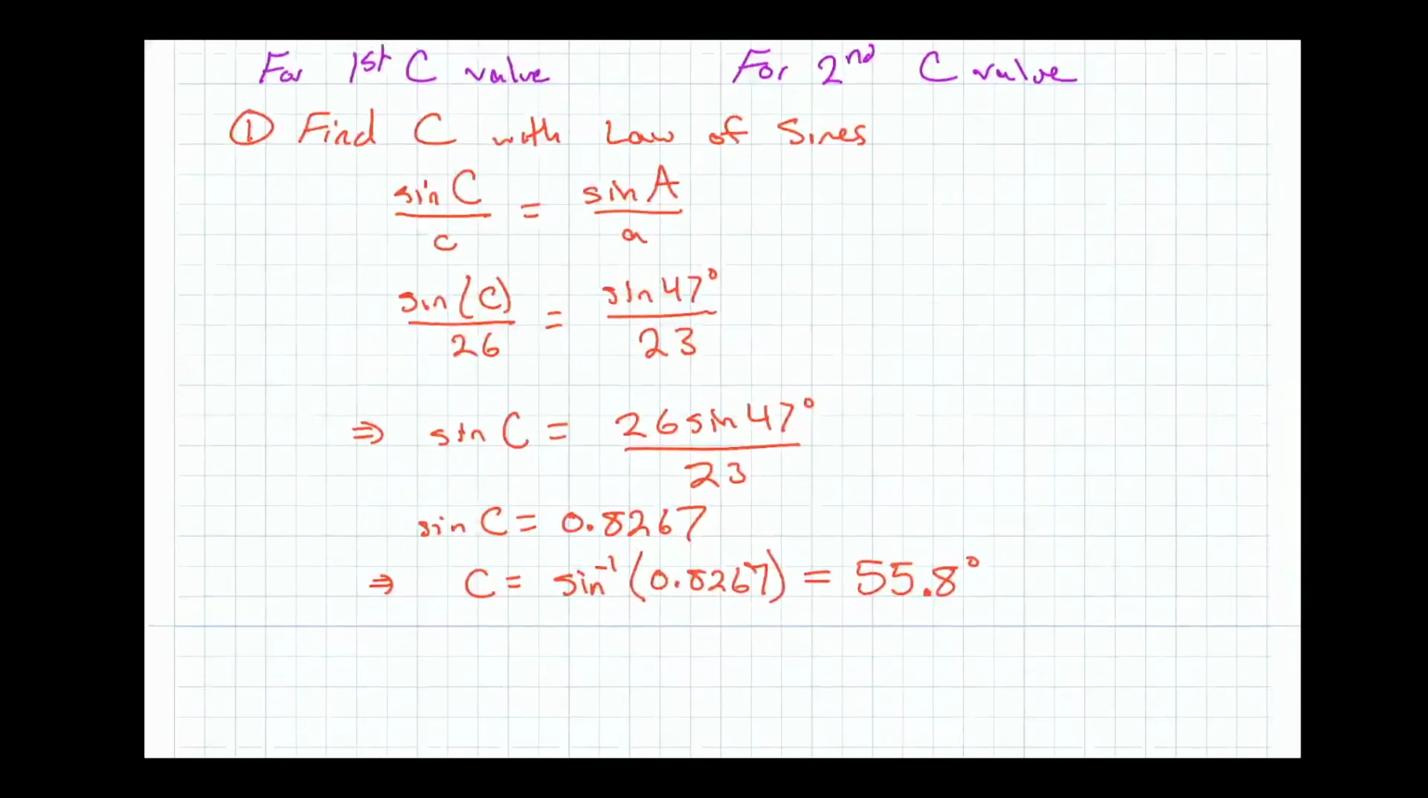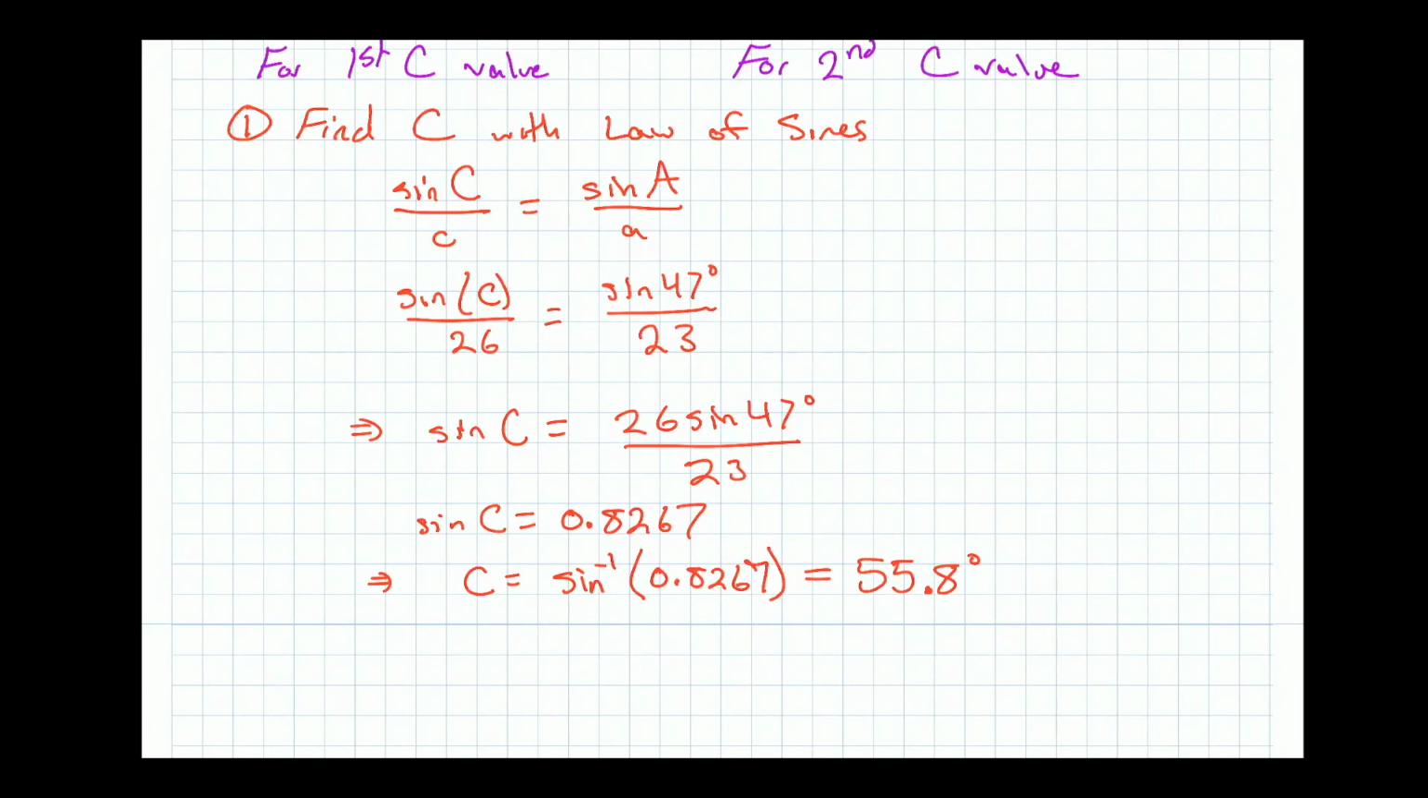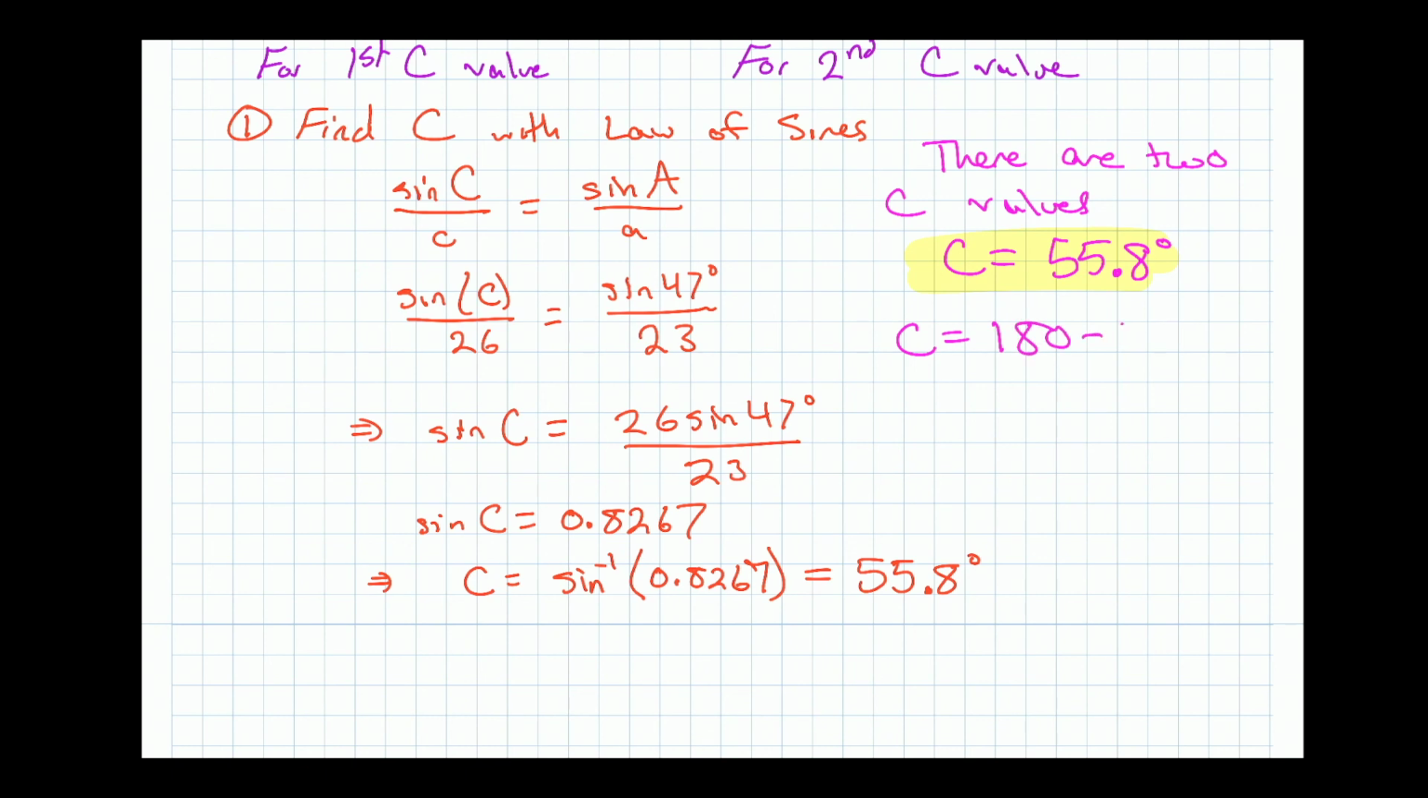Okay, so we did that. Now what you have to remember is that in this case there's two choices. So you've got your choices now. There are two C values. One is the one we just calculated. The other one is C equals 180 minus the number you just calculated. So 180, I'm not going to bring up the big calculator, 180 minus 55.8. I get 124.2. That's my other one.